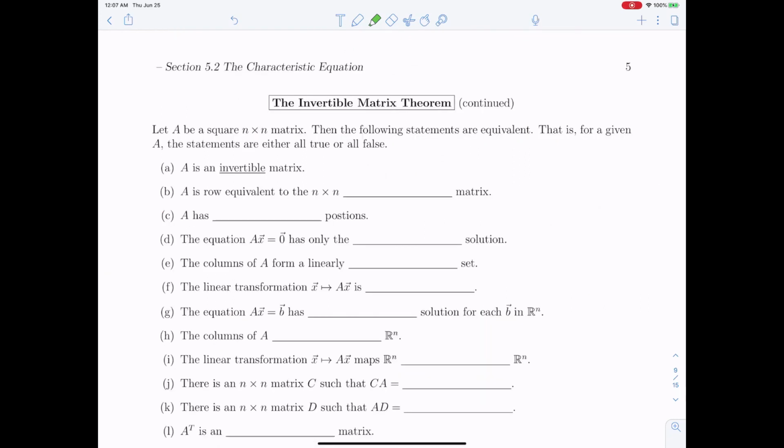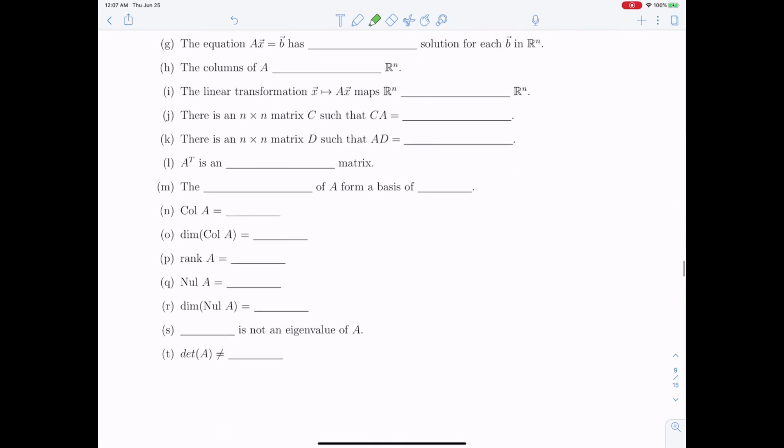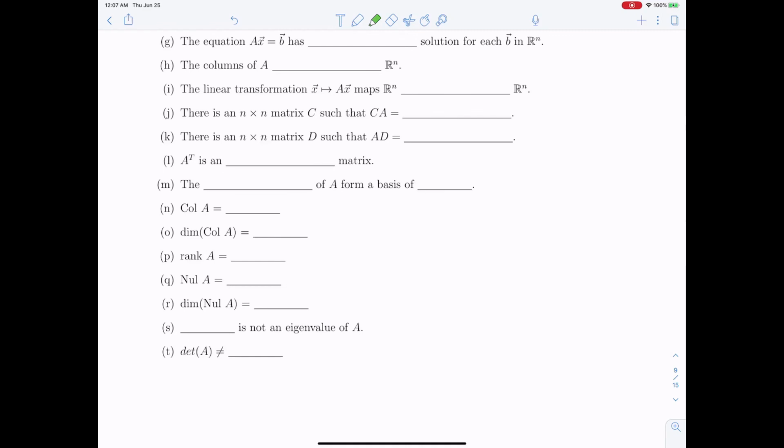So lastly, we can extend the invertible matrix theorem using the eigenvalues. So we had up until R from the previous chapter, chapter 4. We've seen that A is invertible if and only if the determinant of A is not equal to 0. Or equivalently, 0 shouldn't be an eigenvalue of the given matrix.